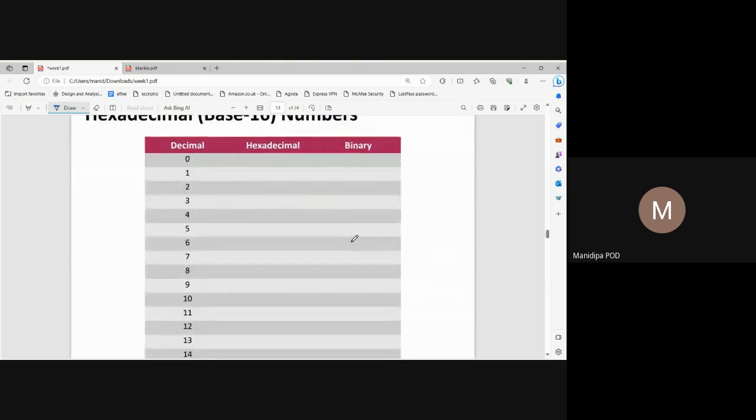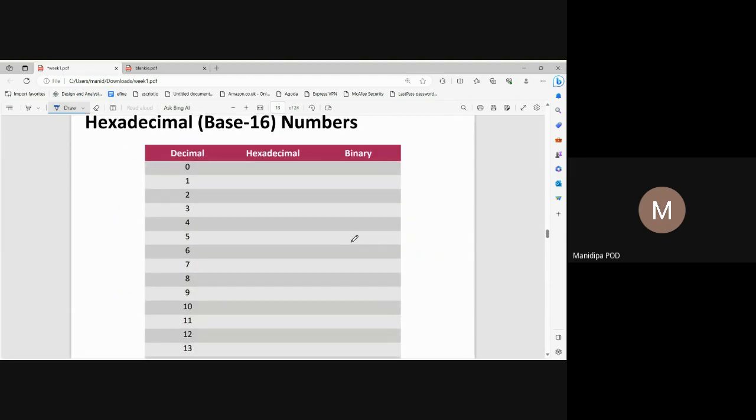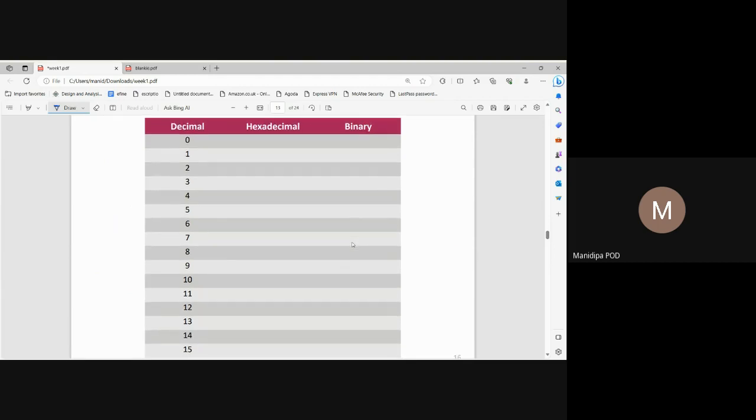Okay, so next we have the hexadecimal number system. That is basically base 16 numbers. So we can write down the hexadecimal numbers for the decimal equivalents. Okay. So 0, we will write it as 0 only.